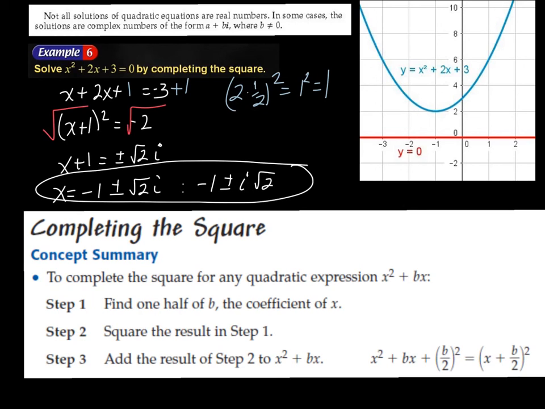To complete the square for any quadratic expression, x squared plus bx, find 1/2 of b, the coefficient of x, square the result in step 1, and add the result to step 2.